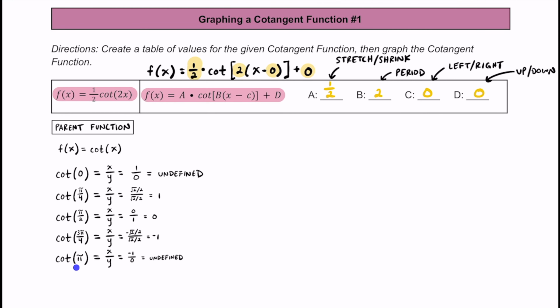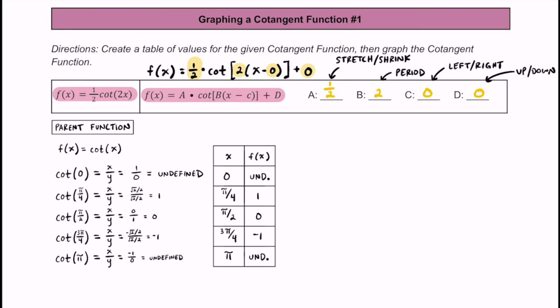And then finally, at pi, or 180 degrees, the x value and y value of the coordinates there are going to be negative 1 divided by 0, and that's going to be undefined. So given each of these x values, or angle measures, we're going to get each of these y values that go with them. So we're going to be able to put a table together. Putting all these corresponding x and y values in a table, this is what we're going to get for a table for the cotangent parent function.